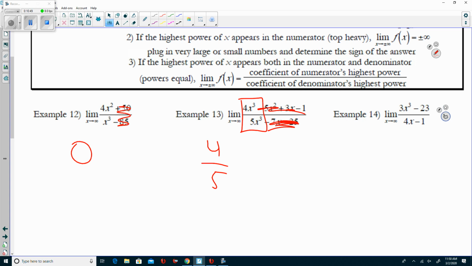Last one. 3x cubed minus 23 over 4x minus 1. The highest power appears in the numerator. Therefore, it's going to be top heavy. So we have to plug a couple values in. Let's plug in 10 and plug in 100 because it's approaching positive infinity.